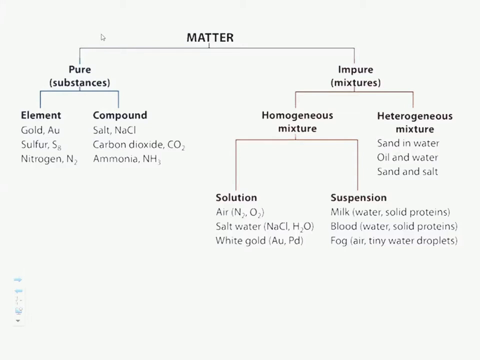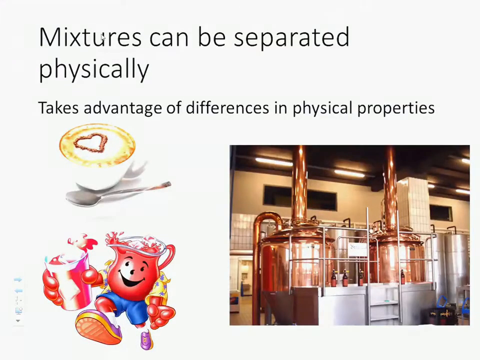Okay. So you've got your pure substances versus your impure substances, your homogeneous versus your heterogeneous, and then your solution versus your suspension. All right. Because you do have mixtures, mixtures can literally be separated physically, if you want to take advantage of some of these different physical properties. These are some examples I came up with. So for instance, coffee, that's that first picture of the little coffee cup with a heart on it. What are some of the important parts of coffee?